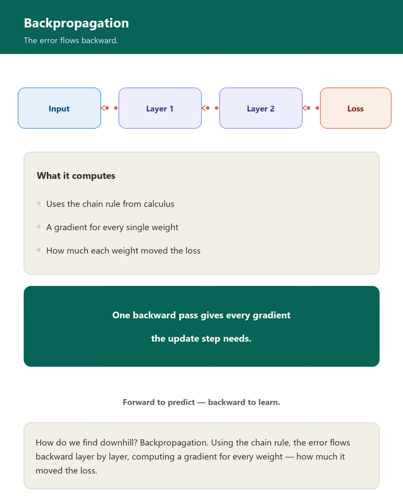But how do we know which way is downhill? Backpropagation. Using the chain rule from calculus, the error flows backward through the network, layer by layer, computing a gradient for every weight, how much each one pushed the loss up or down.